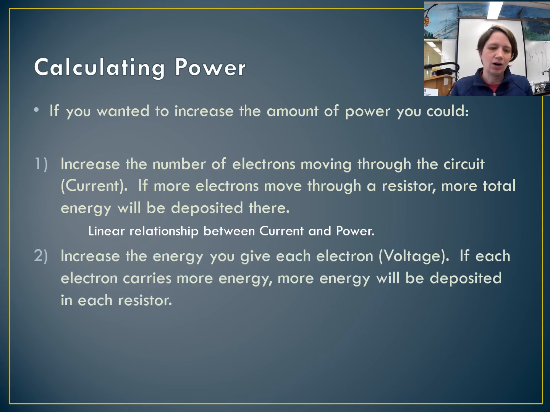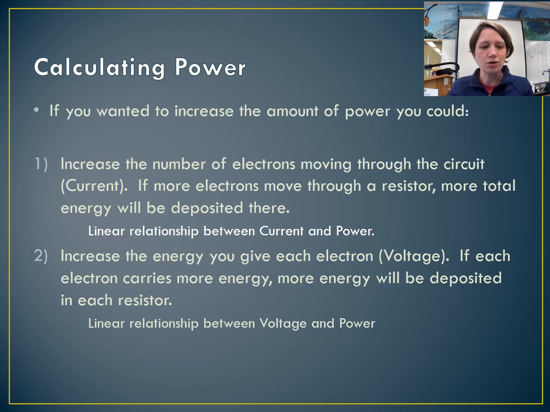The second variable is going to be voltage. So voltage is the amount of energy each electron had. So if each one of those electrons that goes through it carries more energy individually, that also means more energy is going to be deposited. So in other words, more voltage also makes more power. There's another linear relationship between voltage and power.